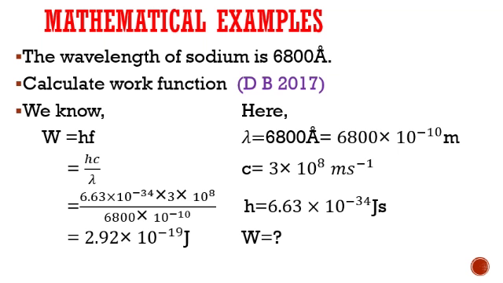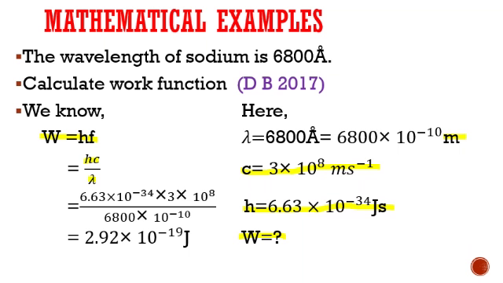So lambda is equal to 6800 angstrom, equal to 6800 into 10 to the power minus 10 meter in the meter unit, and c is the velocity of light, and it has a fixed value, you know that, 3 into 10 to the power 8 meter per second. And h is Planck's constant, 6.63 into 10 to the power minus 34 JS is the unit, and we have to find the work function W. So you know the formula, W is equal to hf. And as there is no f, you can use hc divided by lambda.